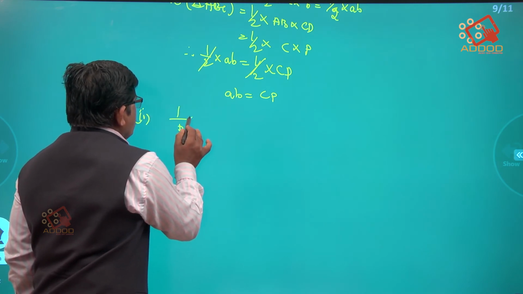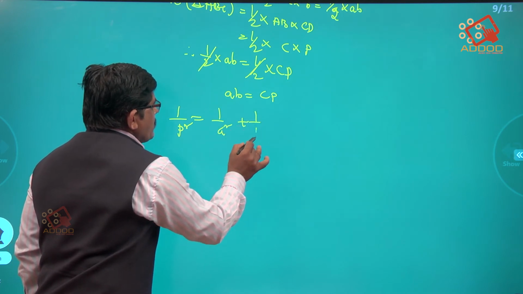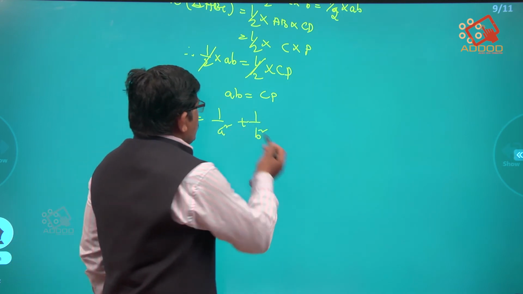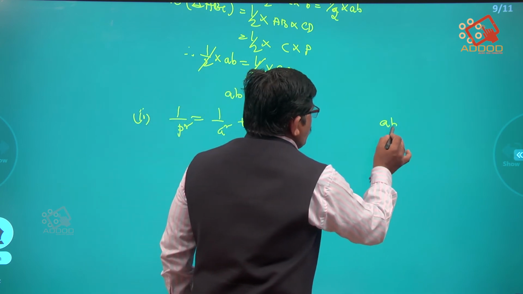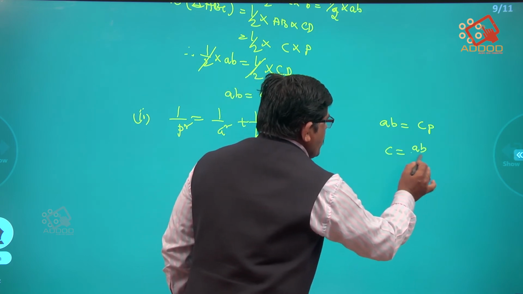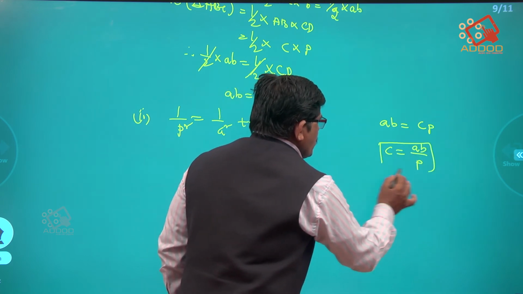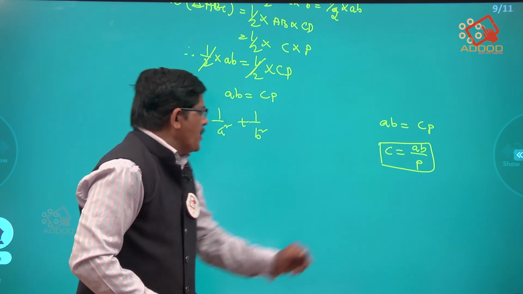1 by P square is equal to 1 by A square plus 1 by B square. How to prove this condition? First write here, from AB is equal to CP, C is equal to AB by P. We use this condition now.